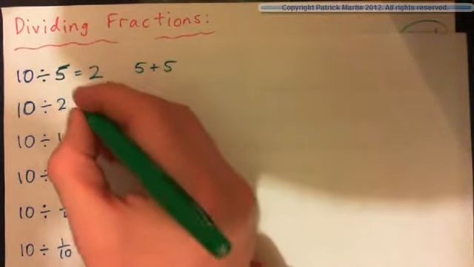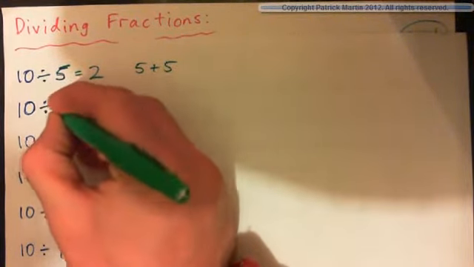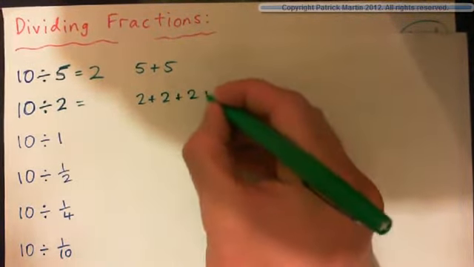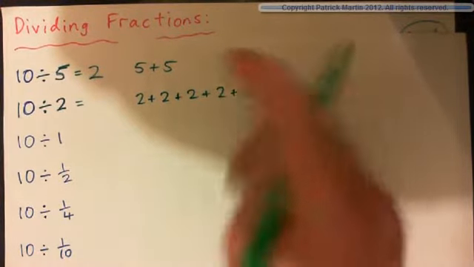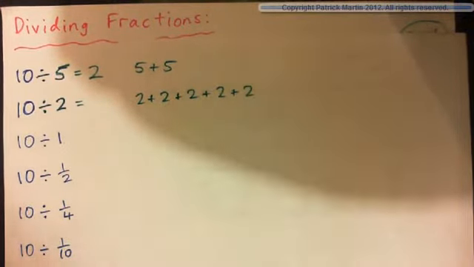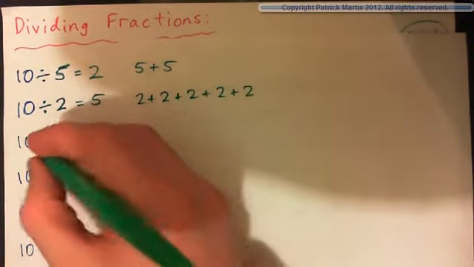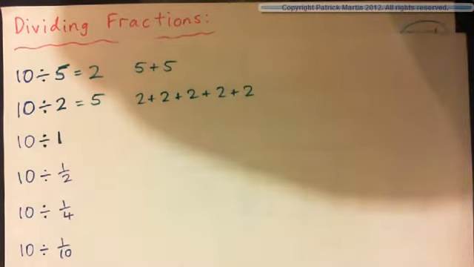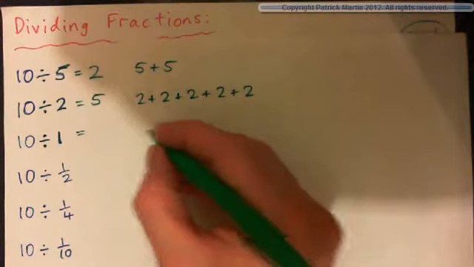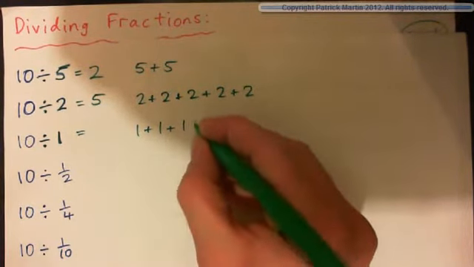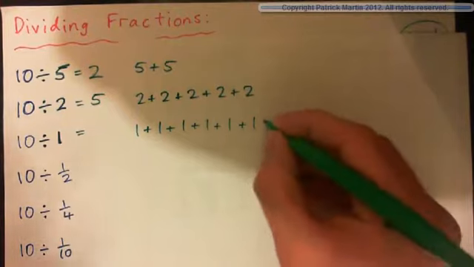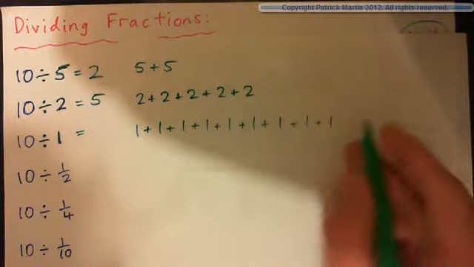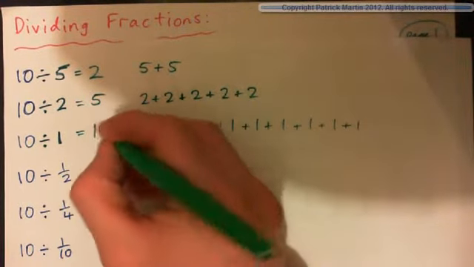If you look at 10 divided by 2, you can think how many 2s are contained in 10. How many 2s do I need to add together in order to get 10? 1, 2, 3, 4, 5. 5 2s, right? Now, 10 divided by 1: how many 1s do you need to add together to get to 10? Obviously it's got to be 10. So 10 divided by 1 is 10.